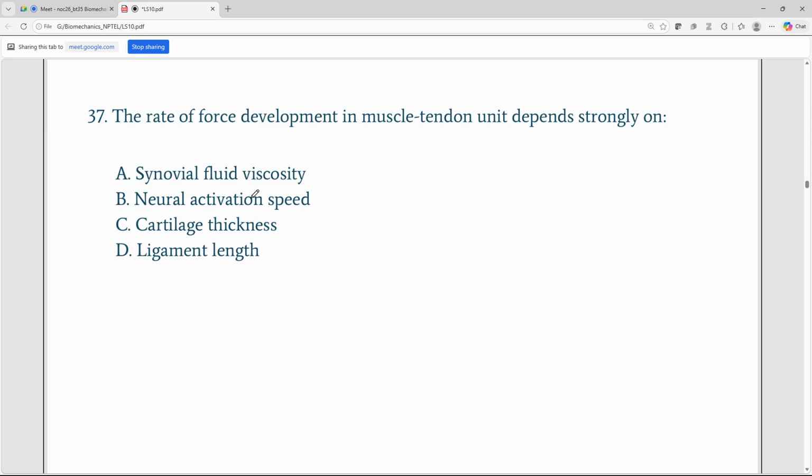Next question. The rate of force development in muscle tendon unit depends strongly on: option A, synovial fluid viscosity; option B, neural activation speed; option C, cartilage thickness; option D, ligament length.